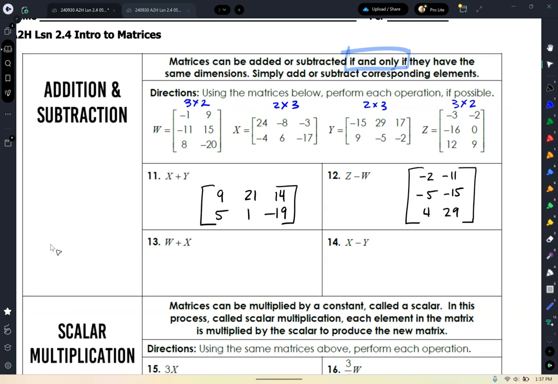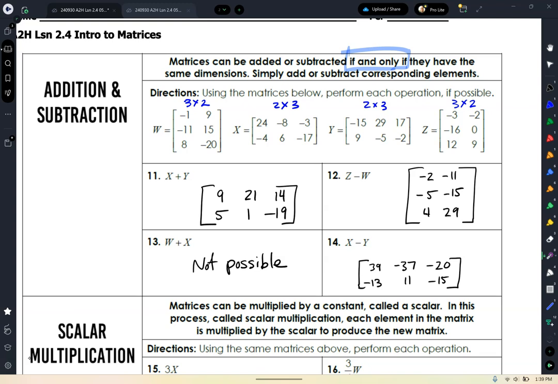It's 2 by 3 and 3 by 2. Which way do you flip? Right? Because we can't do W plus X. They do not have the same dimensions. And the order matters, so we can't just flip-flop it or rotate it or twist it around to make it fit. You can't. The order matters, so that's why the dimensions have to be the same.